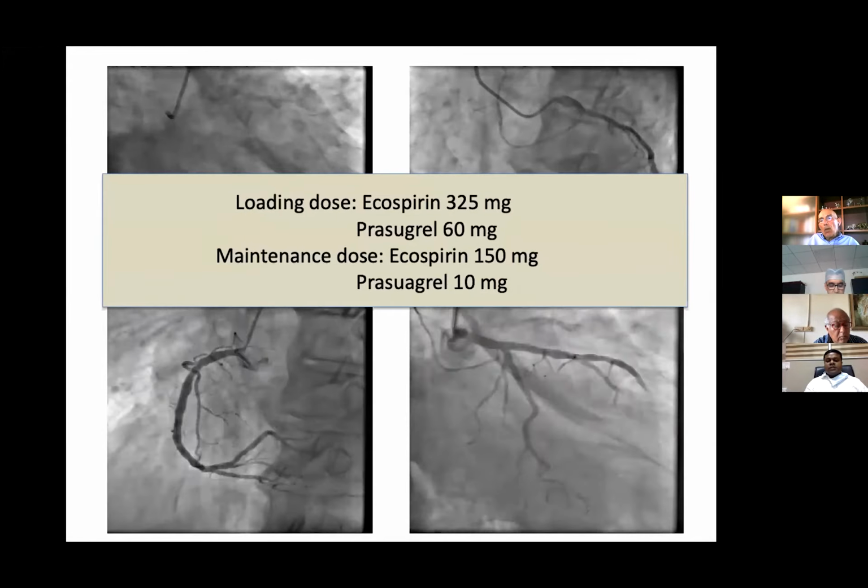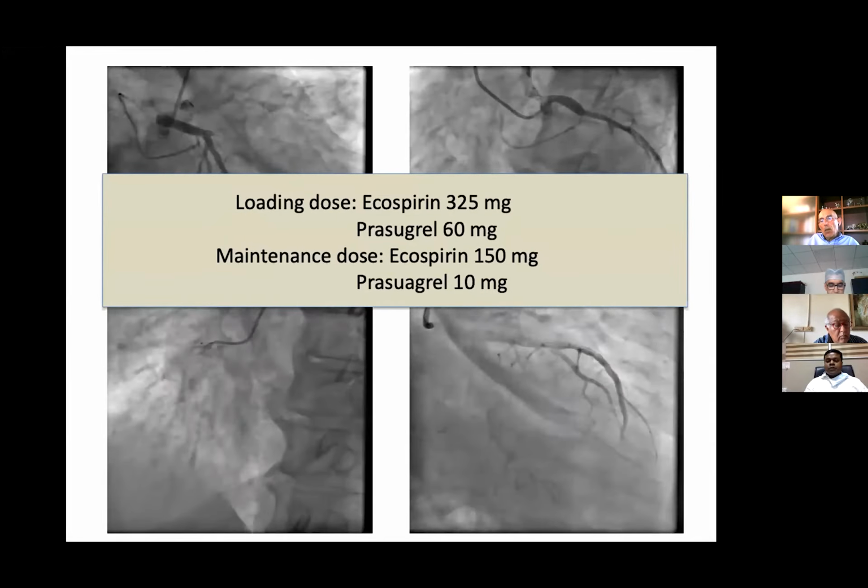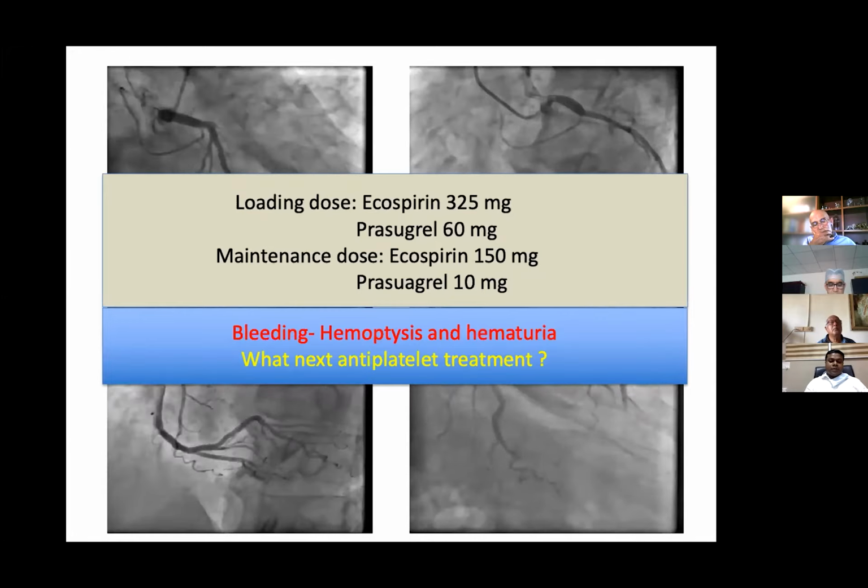So he was given a loading dose of ecosprin 325 and prasugrel 60, and a maintenance dose of ecosprin 150 and prasugrel 10. And he develops bleeding the next day with hemoptysis and hematuria. So what is the next antiplatelet treatment strategy?